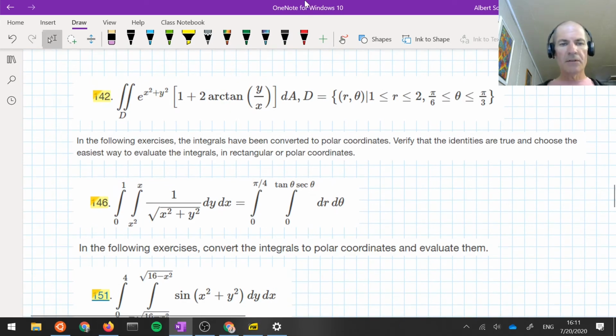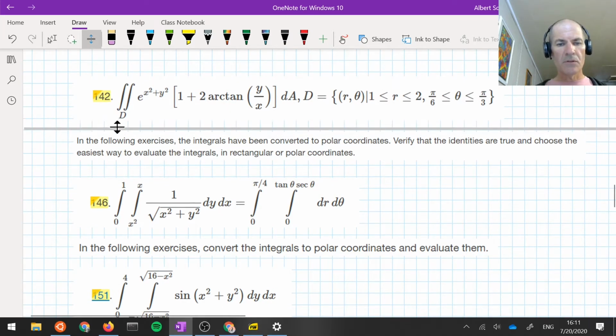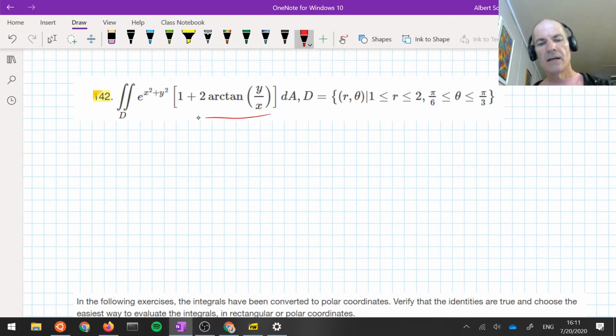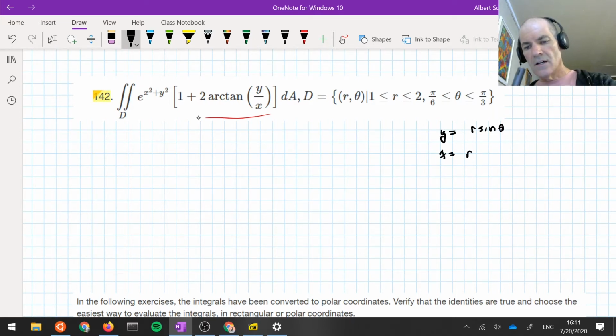Here's another one, same deal. We're going to evaluate this double integral using polar coordinates. Here we're actually given the entire integral in terms of Cartesian coordinates, so it's up to us to convert. And this looks wildly complicated, but it's not as bad as it might seem, and I wanted to illustrate what happens with this particular quantity, the arctan. If we look at y, let me go back to black here. If we look at y, r sine theta, and x, r cosine theta, and we divide, we actually get the tangent of theta.